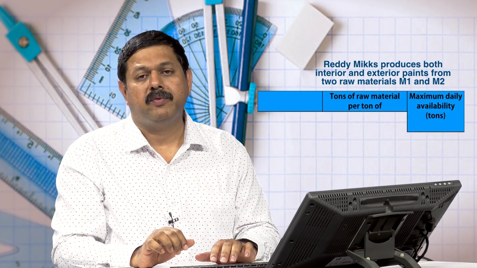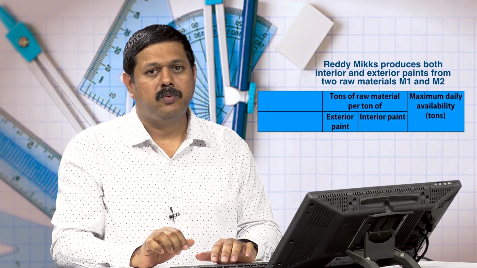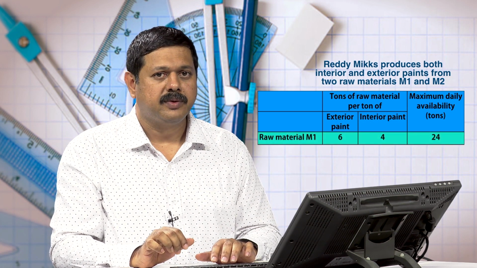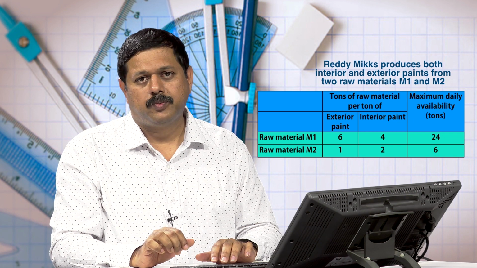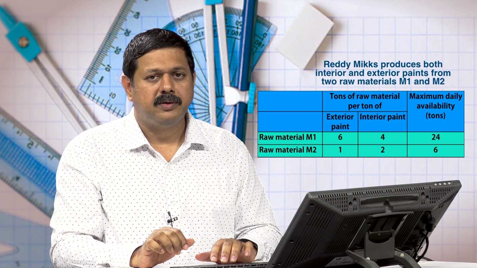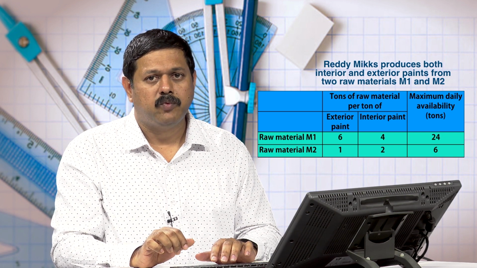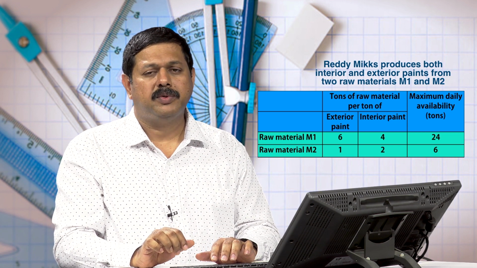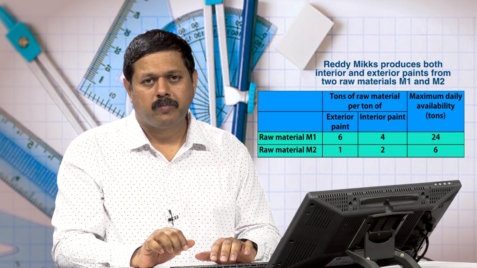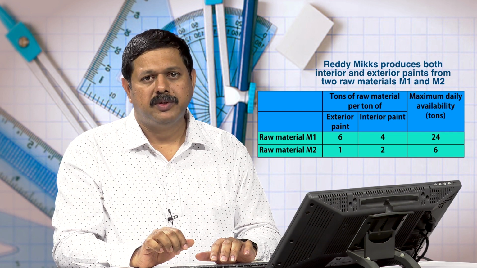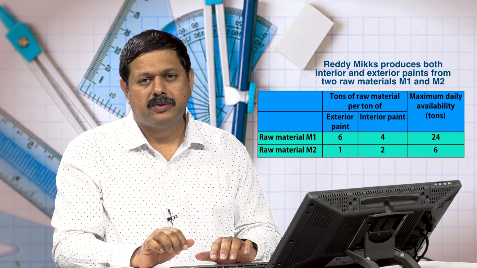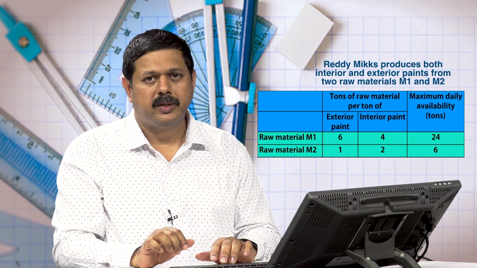The maximum daily availability of raw material 1 is 24 tons and that of the raw material 2 is 6 tons. To produce 1 ton of the exterior paint, 6 tons of raw material M1 and 1 ton of raw material M2 are required. To produce 1 ton of the interior paint, 4 tons of raw material M1 and 2 tons of raw material M2 are required.